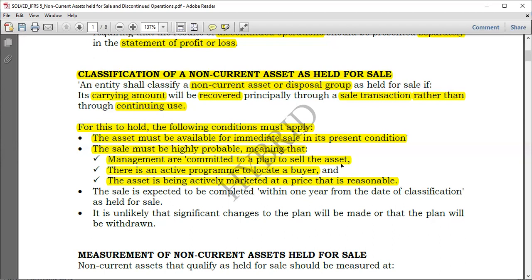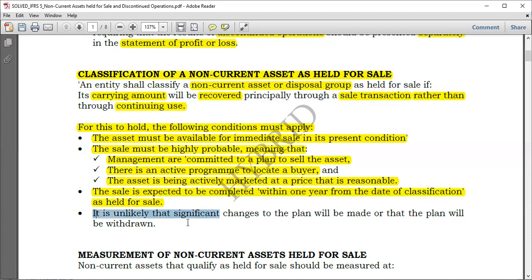And so now these points are just normal. For example, the sale is expected to be completed within 1 year from the date of classification as held for sale. Of course, this is just the expectation, not necessary. You may expect to sell it in 1 year, but then maybe 1 year passes and they still have that asset, right? So that is just another issue. But that is our expectation. We expect to complete the sale within 1 year, and that's why we call it a current asset. It becomes a current asset in the statement of financial position.